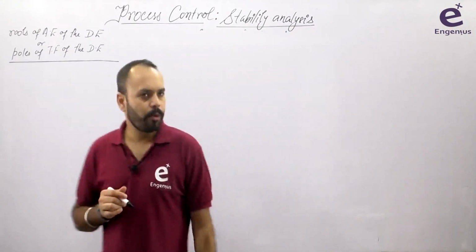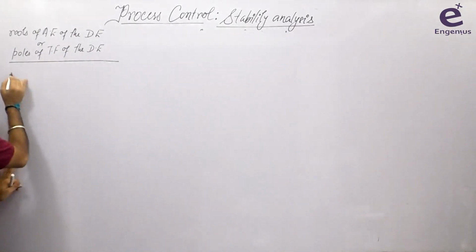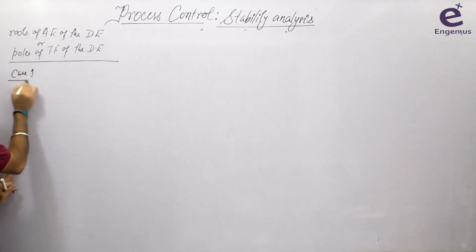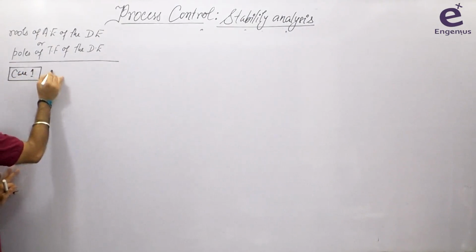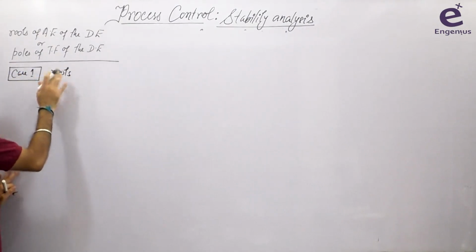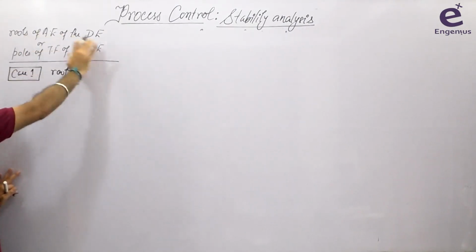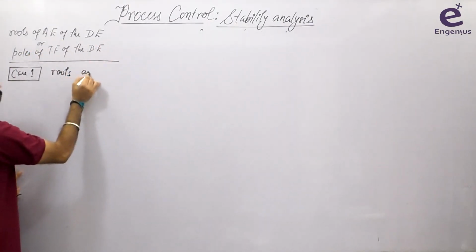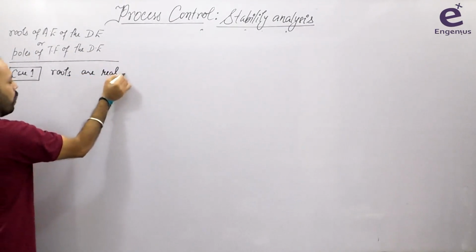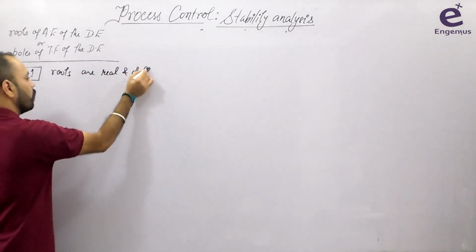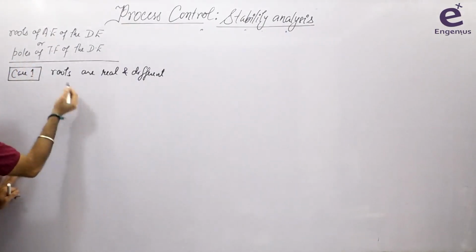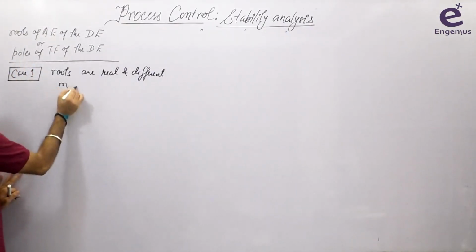Let us do that. Suppose first case 1, that roots are, now please note I am writing roots, but you have to understand roots of auxiliary equation or poles of transfer function. Roots are real and different. Suppose we have two roots. There can be more than two also. What are the roots? Real and different. Suppose they are m1 and m2.